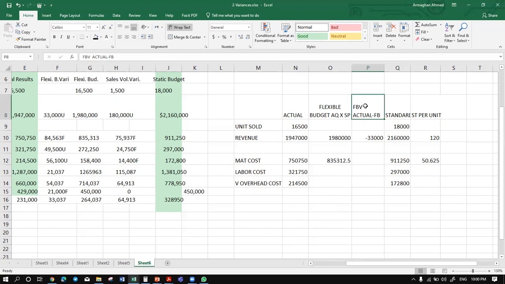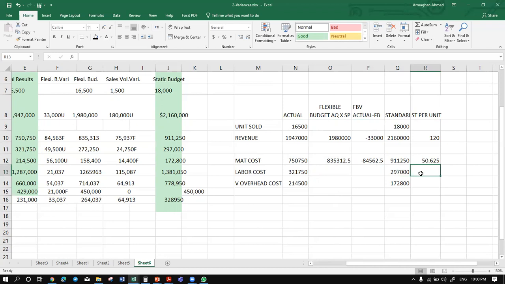So how can I calculate the flexible budget variance? Sir, you will minus actual from the flexible budget, actual minus the flexible budget. Yes, this is a favorable variance, right? This is the way we are calculating.